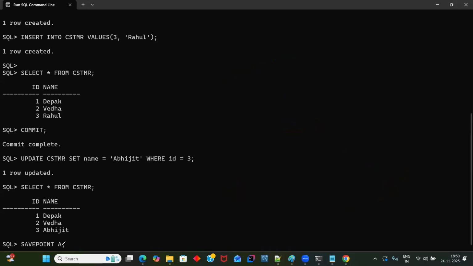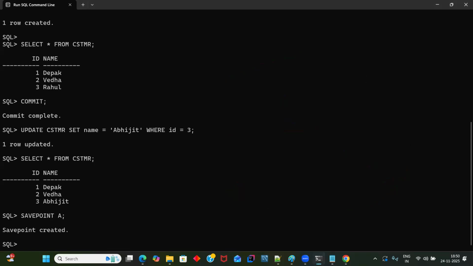Now I created a save point. The save point name, you can write anything. So I gave the save point name A. In save point A, the table has 3 rows with Deepak, Veda, Abhijit. Okay, this is save point A.